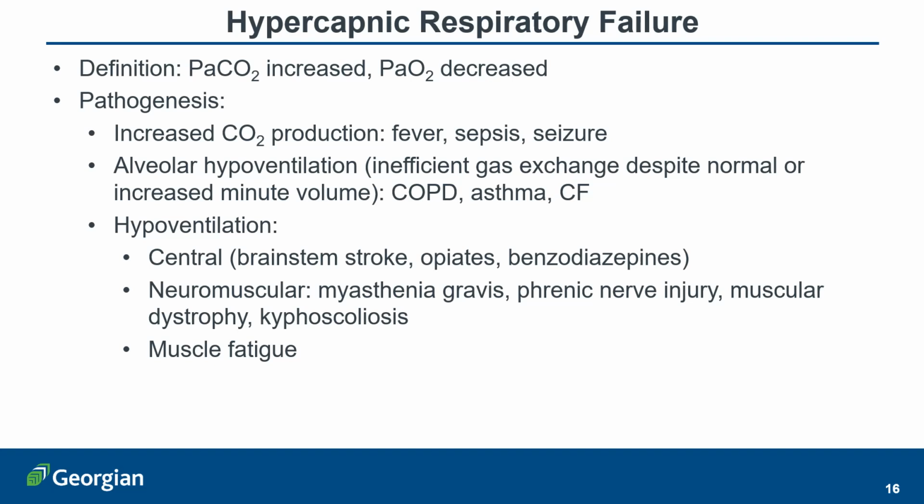Lastly, for example, in acute exacerbation of asthma, and especially when it is a prolonged acute exacerbation, muscle fatigue can set in, muscle fatigue of the diaphragm and the accessory muscles of respiration. Those would be the intercostal muscles. All that muscle fatigue can ultimately lead to hypoventilation, resulting in an increased PaCO2.